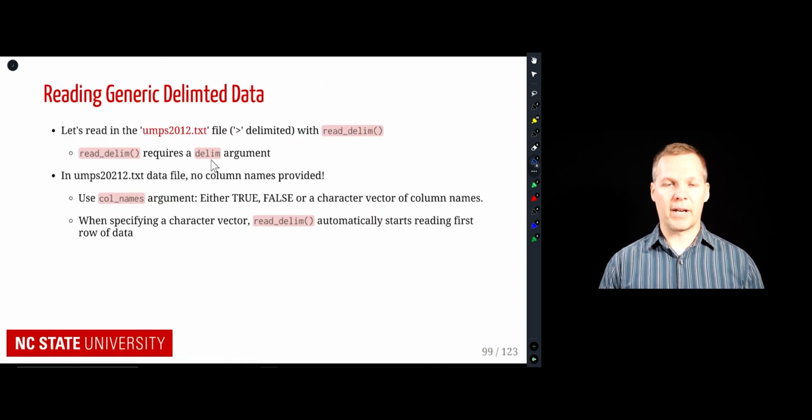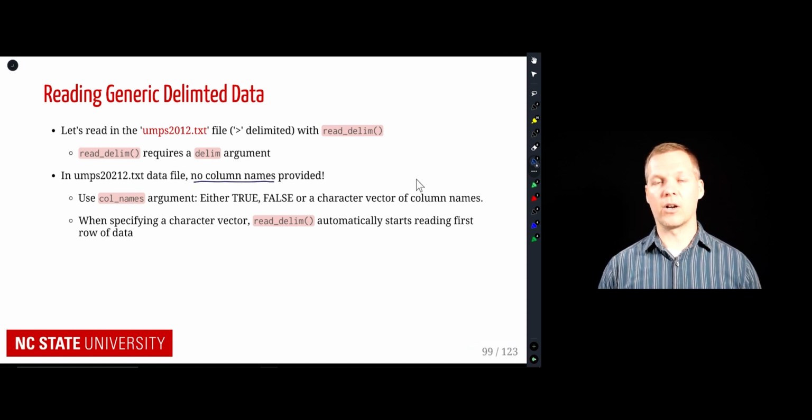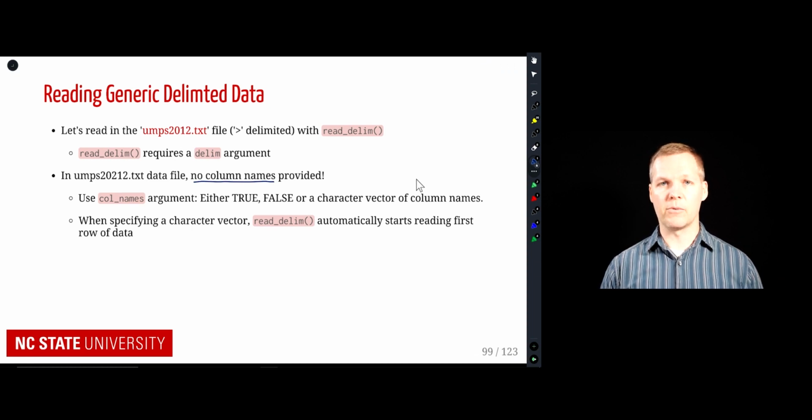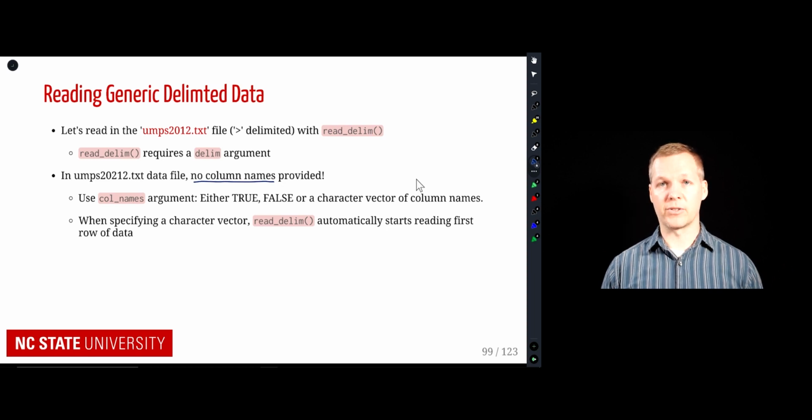And another thing about this particular data set is that there are no column names provided. So no column names. This means that we can't go with the original col_names equal TRUE, which is the default value, which says that the first row is column names. So we're going to have to modify those arguments to make sure that we can read in a data set without column names.